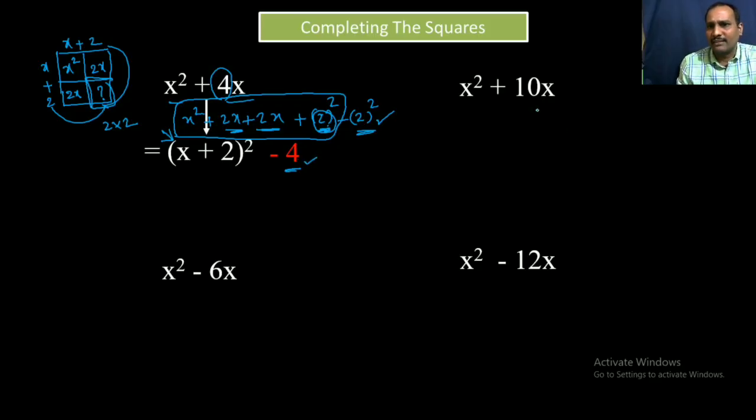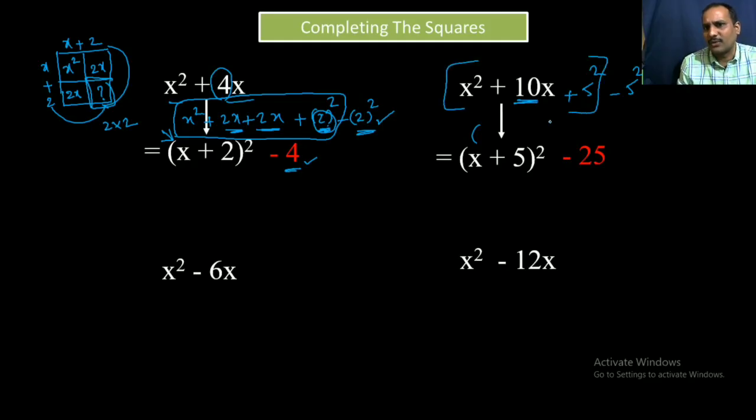And now if you take this example, x square plus 10x, which part is missing? 10 by 2. What is 10 by 2? 5. So 5 square is missing. So add 5 square and subtract 5 square. So this can be written as (x plus 5) whole square minus 25. So this part is (x plus 5) whole square and this is minus 25.